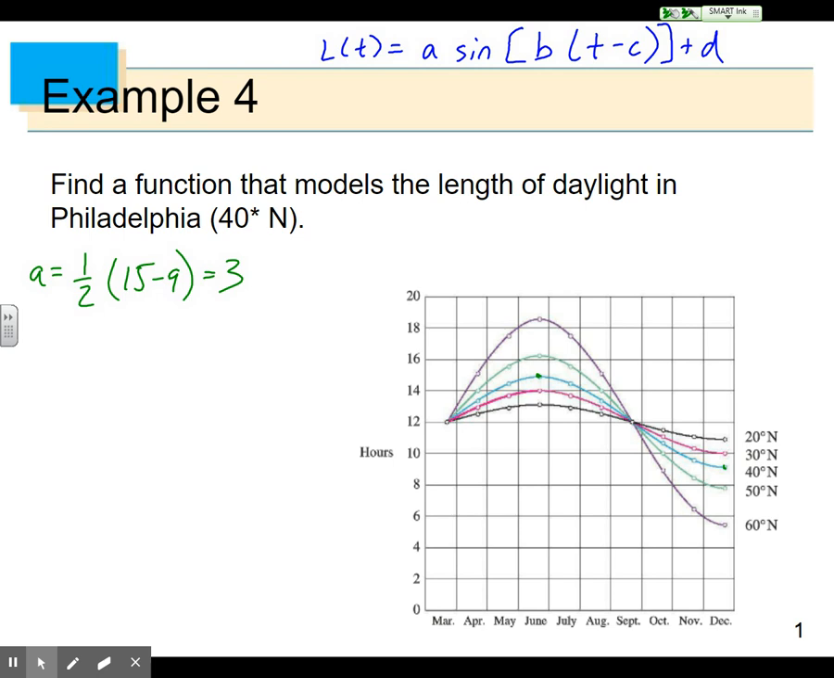That makes sense because right here's the middle, and my amplitude is how far up and how far down I go from the middle. That's right around 3 units. So I feel good about that. So I've got my A. It's going to be 3.